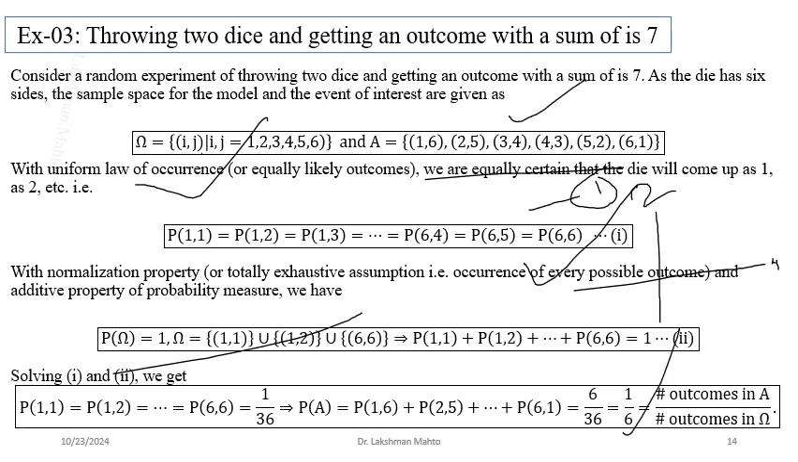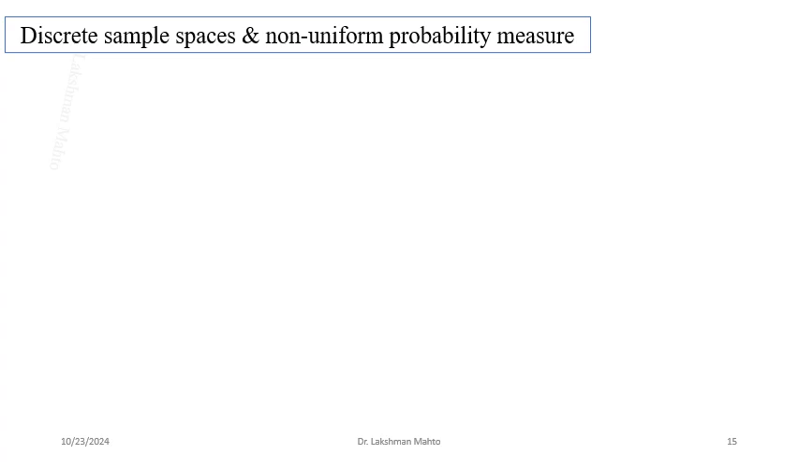This is the probability of occurrence of (1,1), or you can call it (1,2) or something like that. And it is actually taking an empirical formula, like the number of outcomes in A and the number of outcomes in the sample space. So why? Because we have taken a discrete sample space.